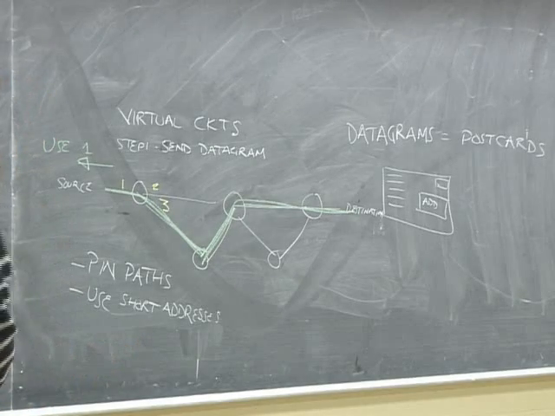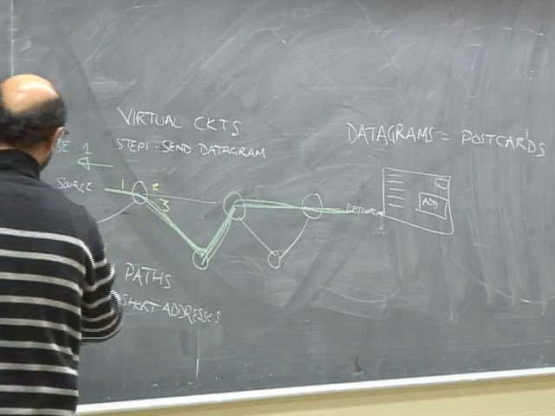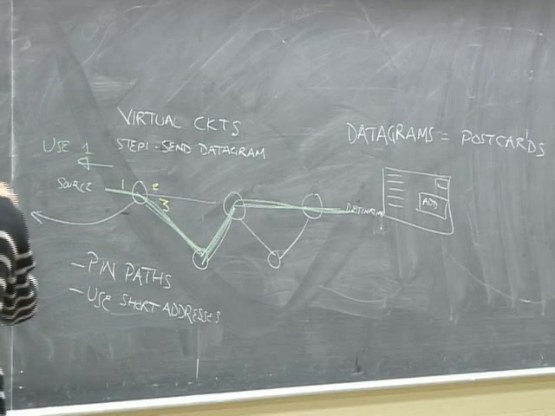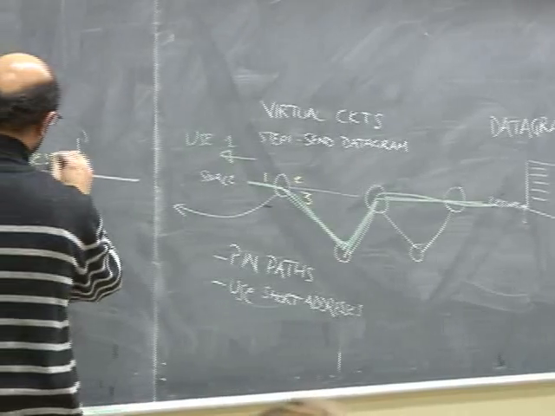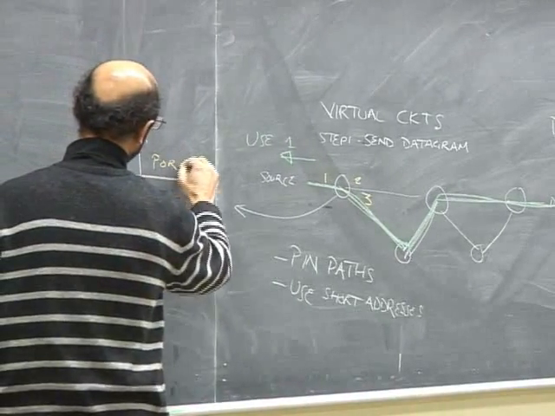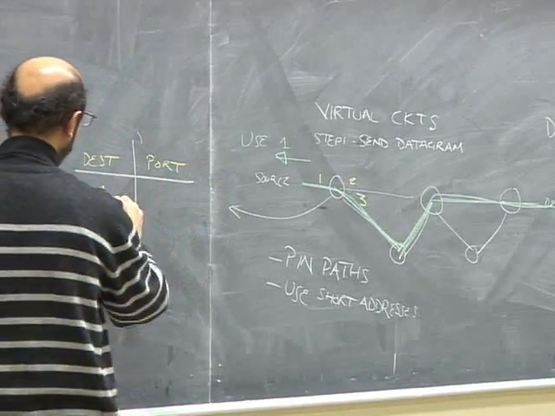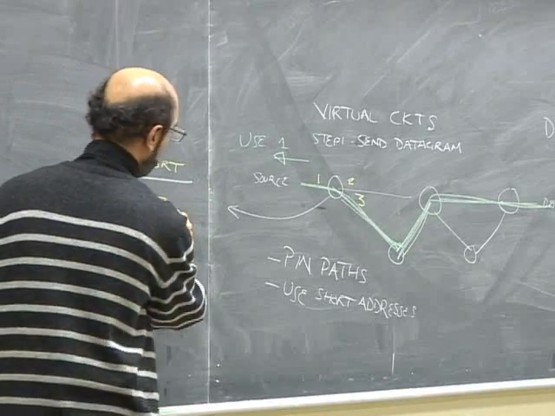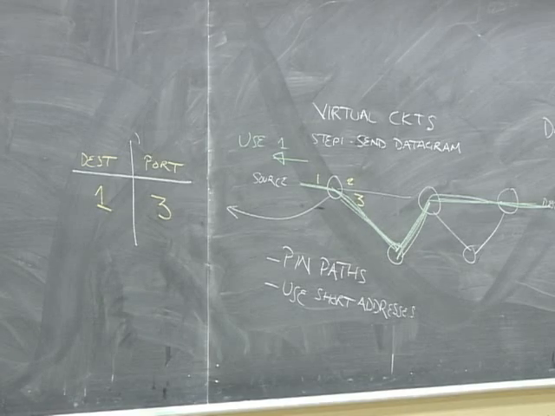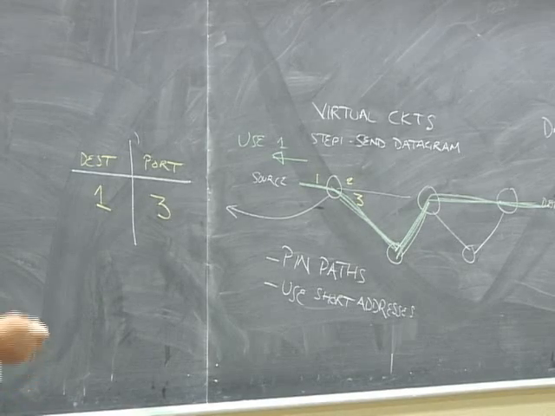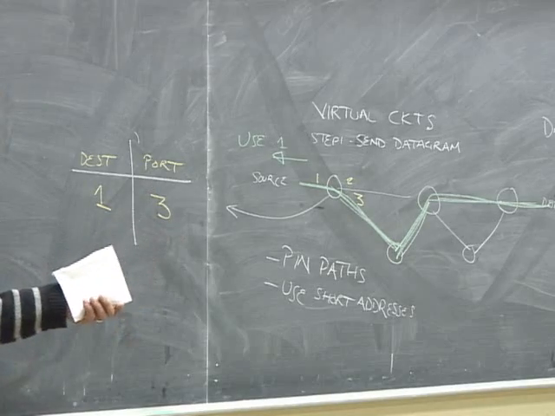Okay, I'm going to set up a table at that router over here. So this is what the table looks like. It says if the destination, and this is the port, same kind of idea as before, if the destination says 1, send it on port number 3. So destination is 1, send it on port number 3. That's all I'm going to do. Right? I don't need to know the full destination address, right?